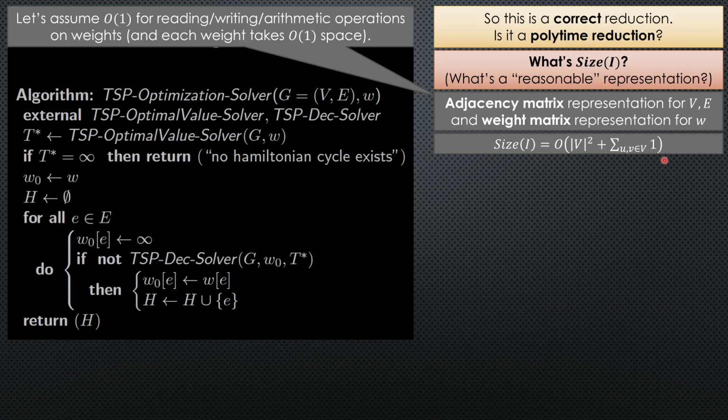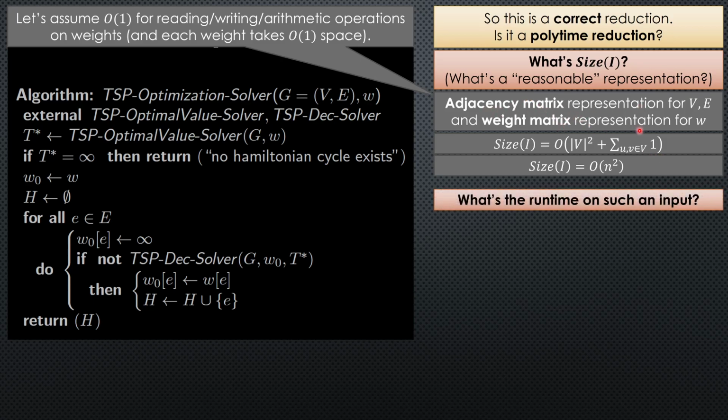So how many bits are going to be needed to write down the entire weight matrix? Well, it's the sum for all u, v in V of 1. Well, this is V squared times 1. So the whole thing is cardinality V squared, or n squared, is the size of I. So the number of bits needed to write down the input, we're going to assume it's order n squared based off of this representation that we chose as a reasonable representation. Okay, now let's ask what's the runtime of this algorithm on such an input.